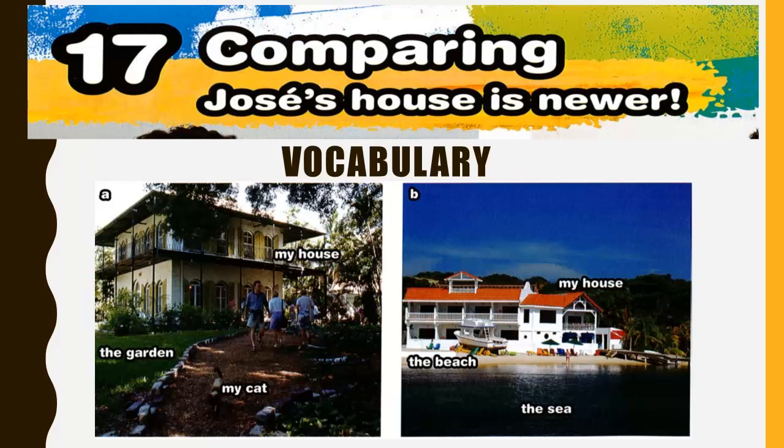That's right, my friends. Now, I'm going to show you the vocabulary in unit 17, comparing. Can you check this vocabulary in your house? For example, the first word is house, the second garden, the third one is cat. Now, you can watch in picture B, the beach and the sea.